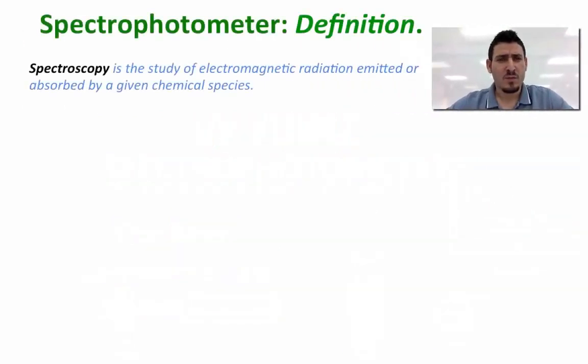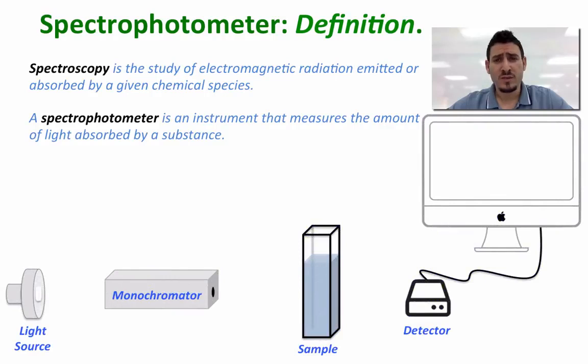Let's start this video by defining spectroscopy, which is the study of electromagnetic radiation emitted or absorbed by a chemical species. The instrument that uses spectroscopy is called a spectrophotometer. The spectrophotometer is an instrument that measures the amount of light absorbed by a substance. It is made from a light source, a monochromator, a cuvette that's going to contain the sample, and a detector that's connected to a computer that will analyze the data.